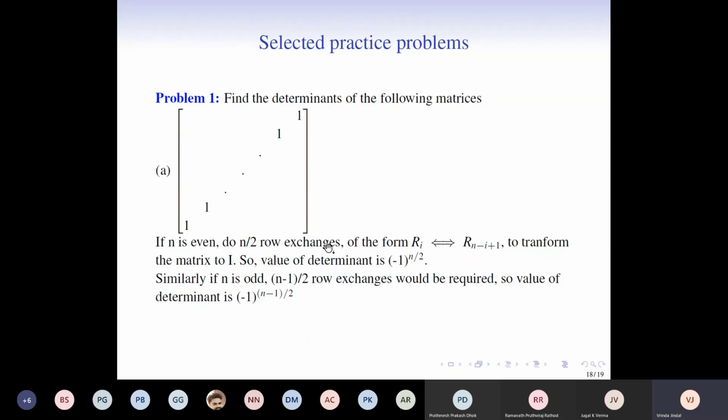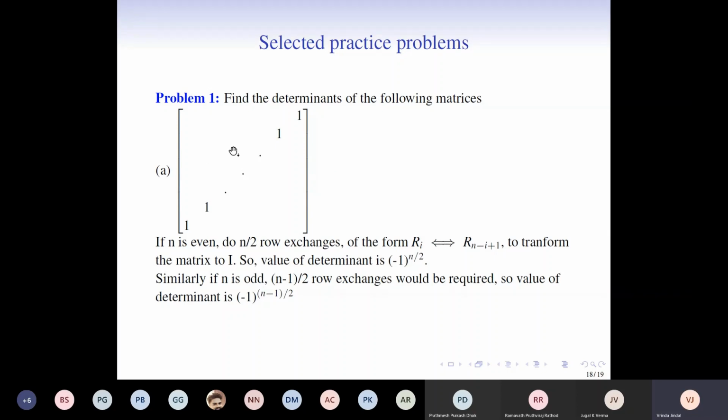If we label the rows as 1, 2, 3, 4, then n minus 1 by 2 would work as stated here. Otherwise, you'll have to do n plus 1 by 2. So that many exchanges are required. So for example, n minus 1 by 2 exchanges will be required, but the row n plus 1 by 2 won't be changed.